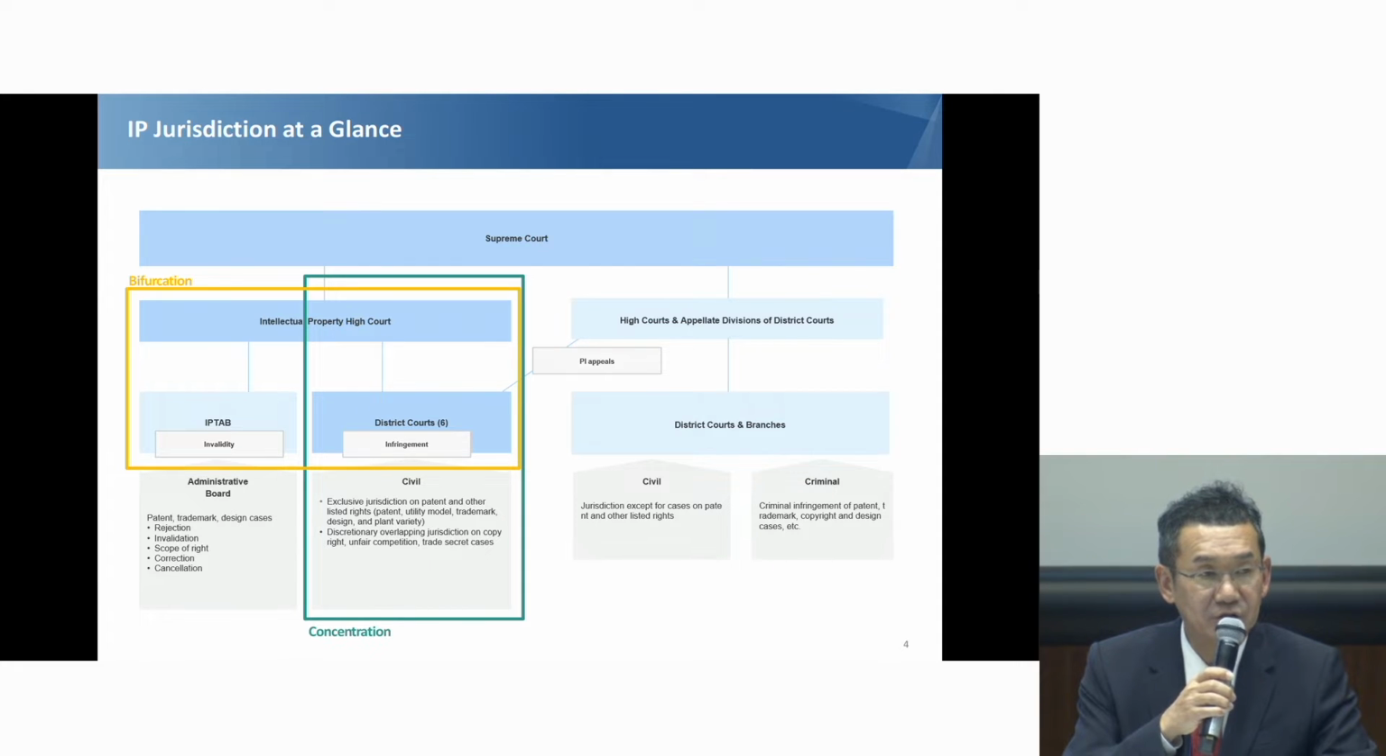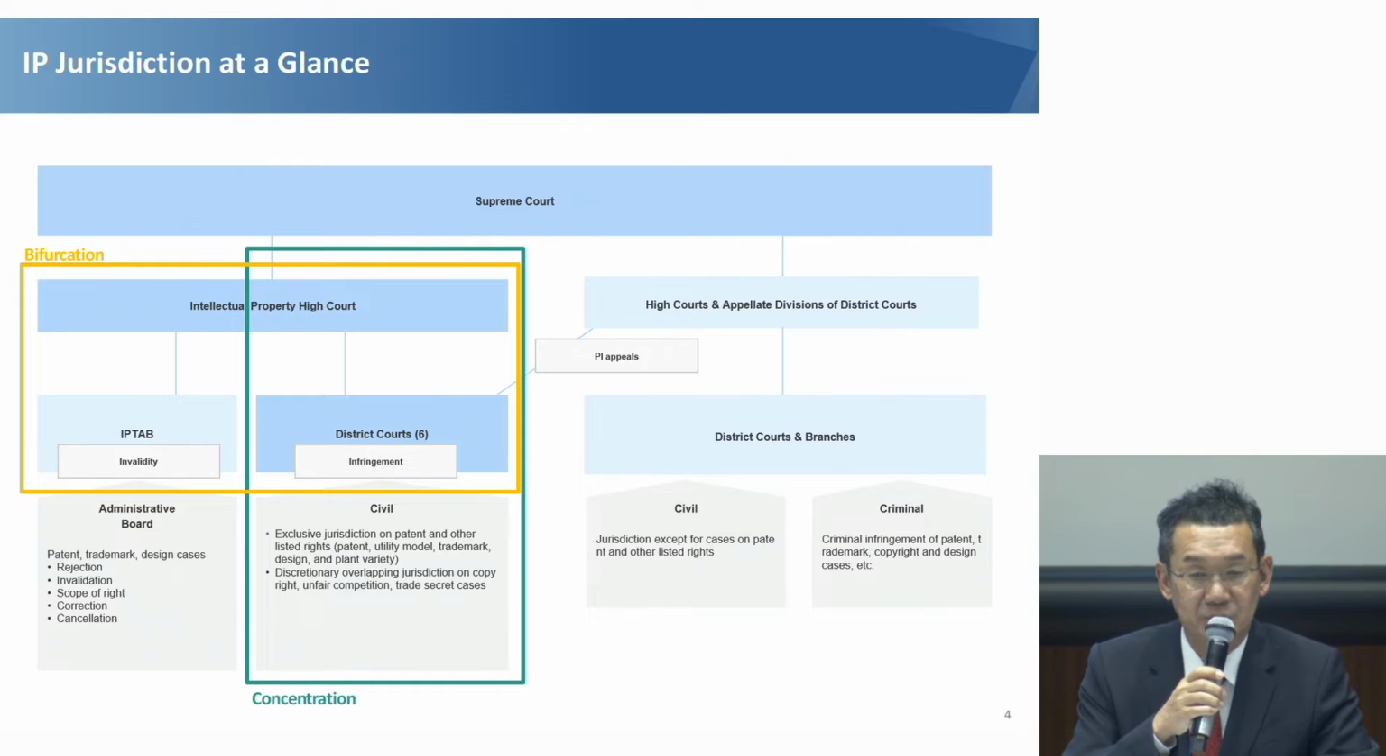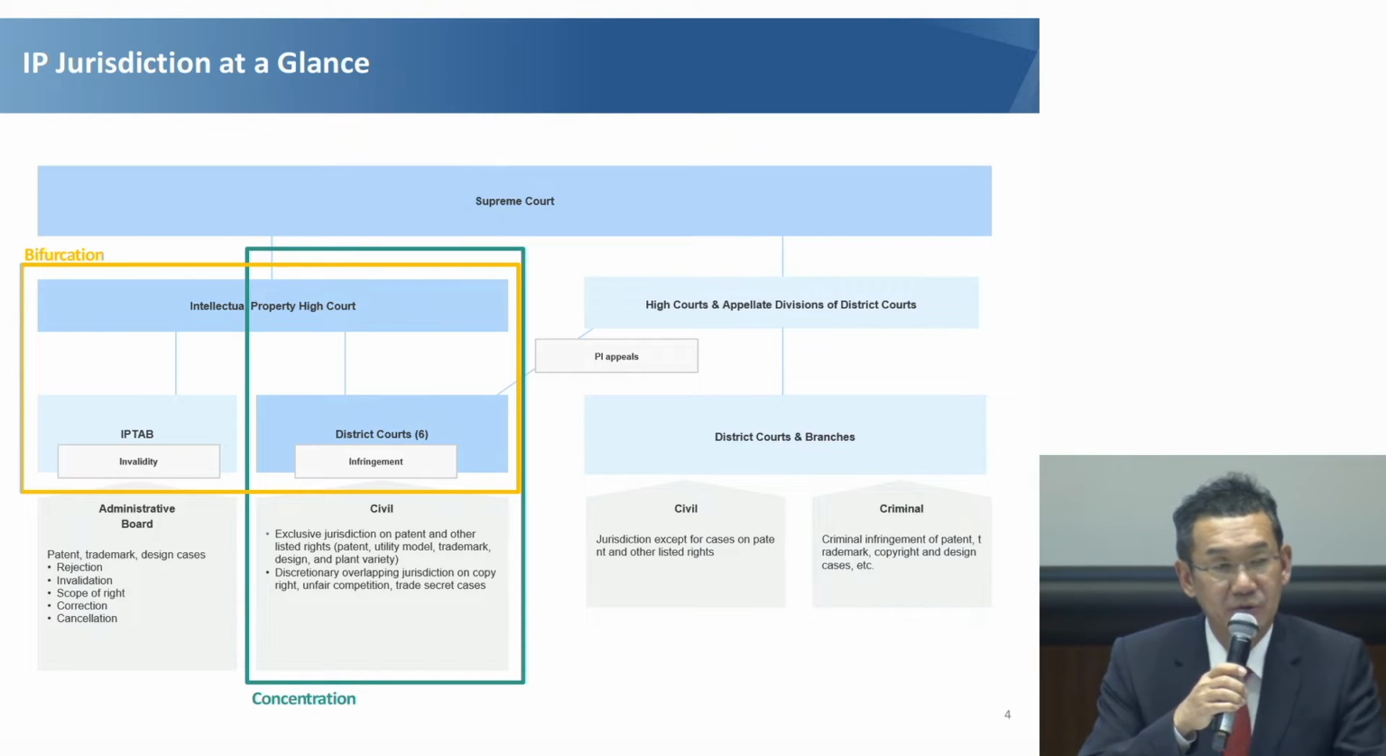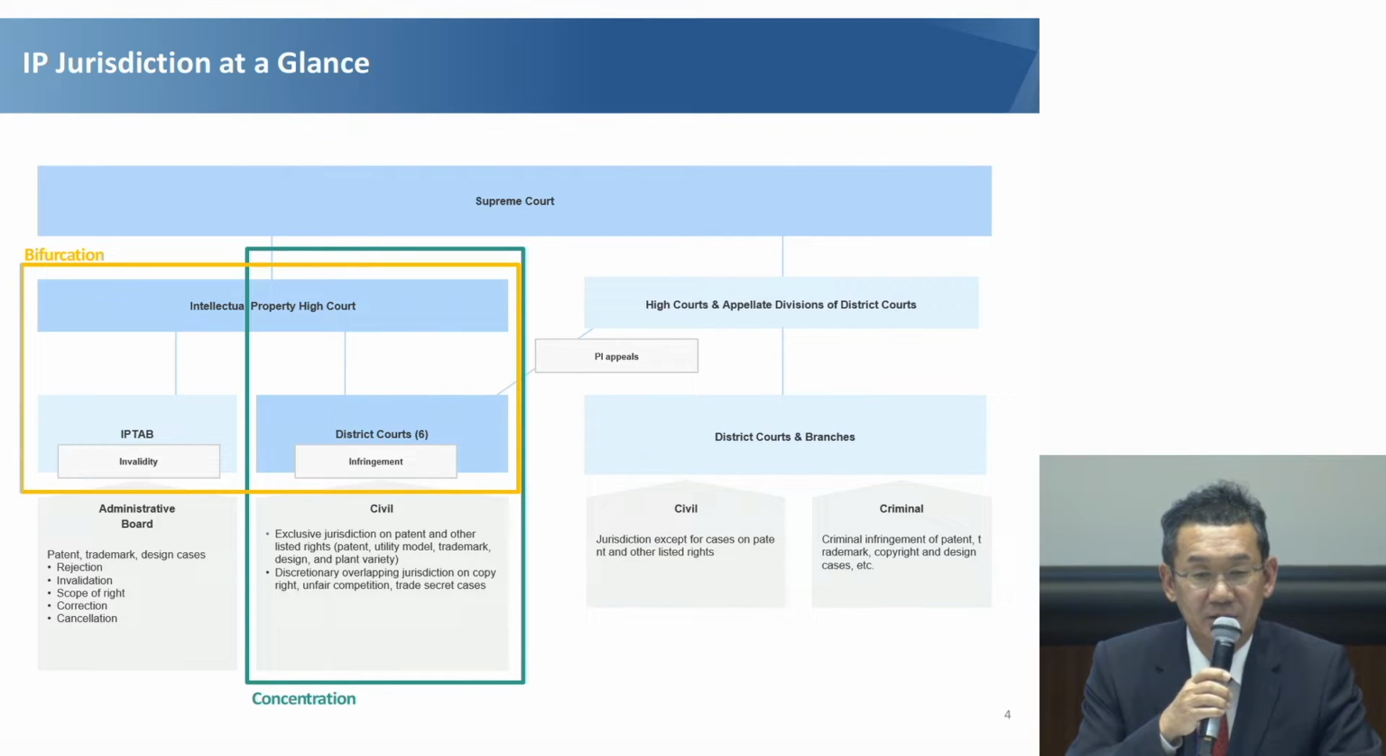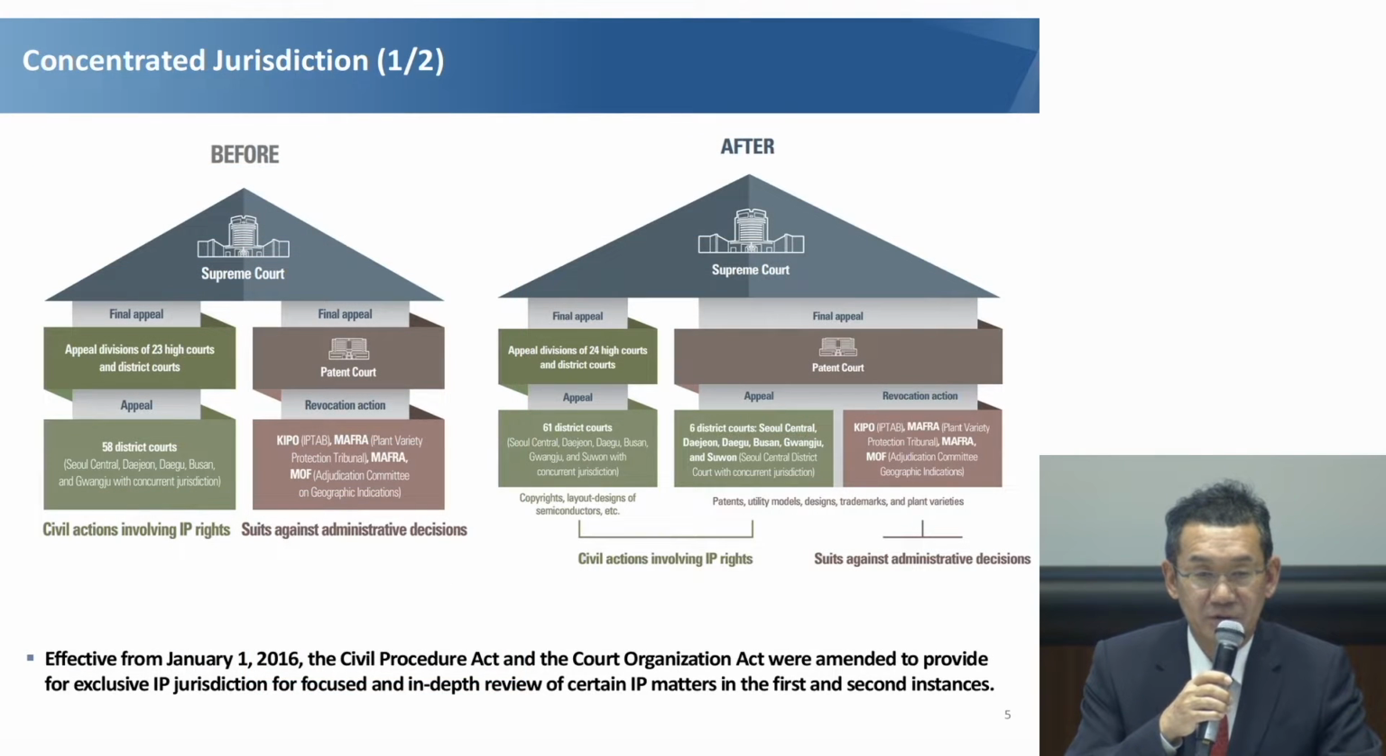This is the organization which reviews the validity issue exclusively, and then the infringement issue will be heard by the district court. And for IP TAP and district court, the appellate review is handled by the IP High Court. This covers basically patent and utility model, trademark and design, and plant variety, but copyright and unfair competition are under discretionary review, and the general civil court also can have jurisdiction over copyright issues. So, concentrated jurisdiction before and after.